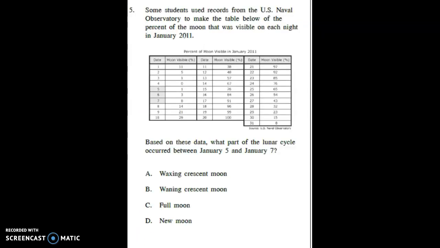Question 5. Some students used records from the U.S. Naval Observatory to make a table below of the percent of the moon that was visible on each night in January 2011. Based on these data, what part of the lunar cycle occurred between January 5th and January 7th? A, waxing crescent moon, B, waning crescent moon, C, full moon, or D, new moon?